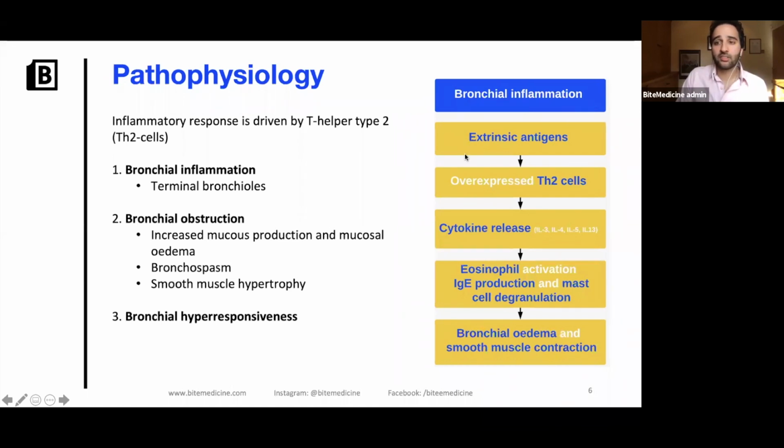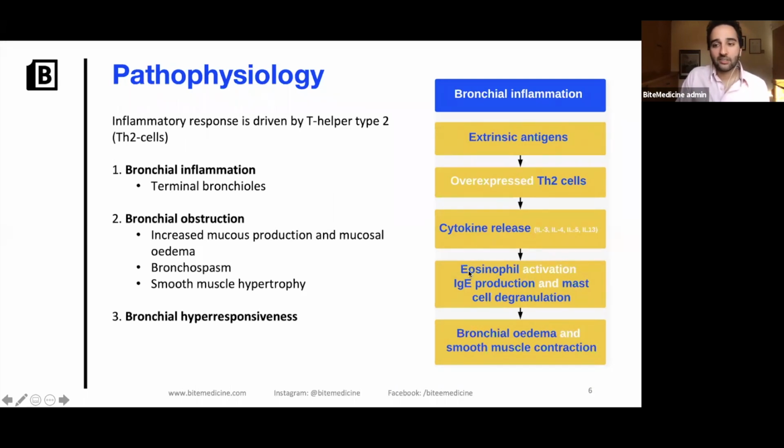When your extrinsic antigens come along, smoke, dust mites, whatever it may be, that's your allergen. Those antigens cause an overexpression of your Th2 cells. This then releases a whole bunch of cytokines, interleukin 3, interleukin 4, 5, etc. This then causes activation of a cell called eosinophils. These are a type of cell in your blood involved in your immune system.